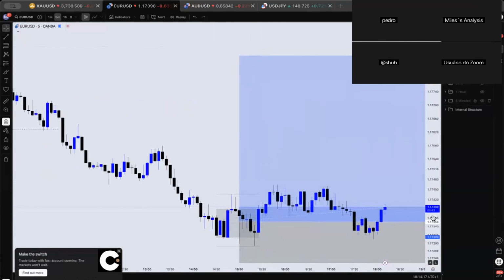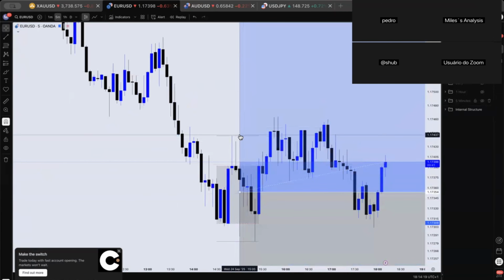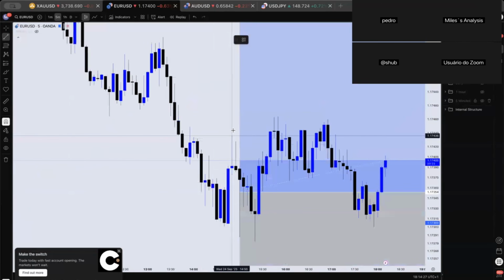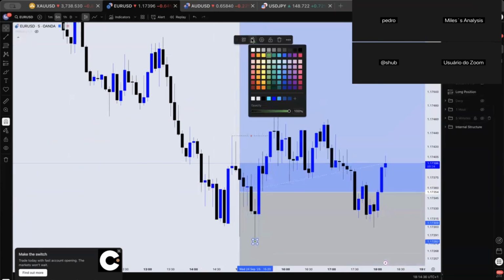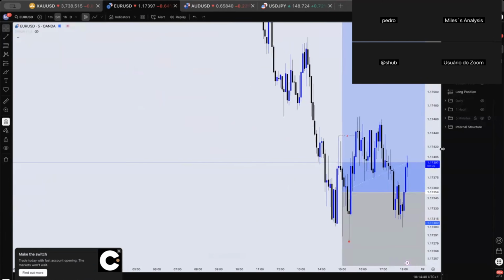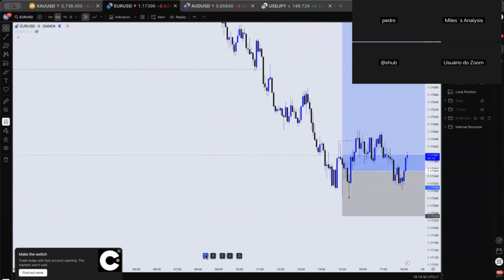And here you can see that price just mitigated this inducement right here, giving us a new valid lower low because price created a change of character. So this is our new valid lower low, and this trade I'm taking is on the 5 minutes time frame. It will be a reversal trade, not a continuation.